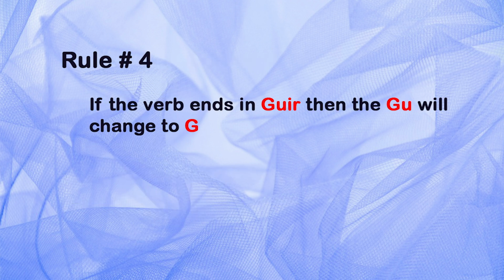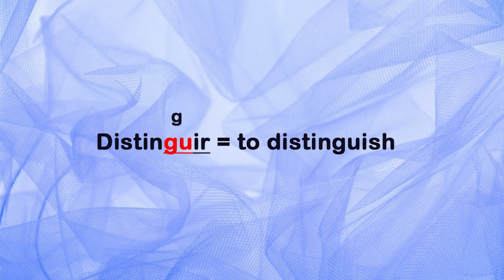Rule number 4. If the verb ends in GUIR, then GU will change to G. For example, distinguir. Distinguir means to distinguish. The GU in distinguir will change to G.